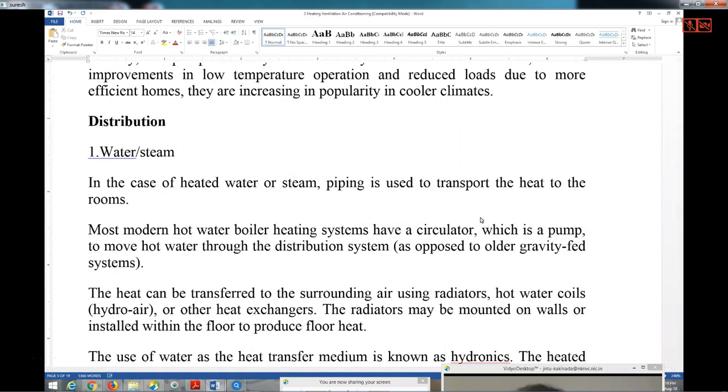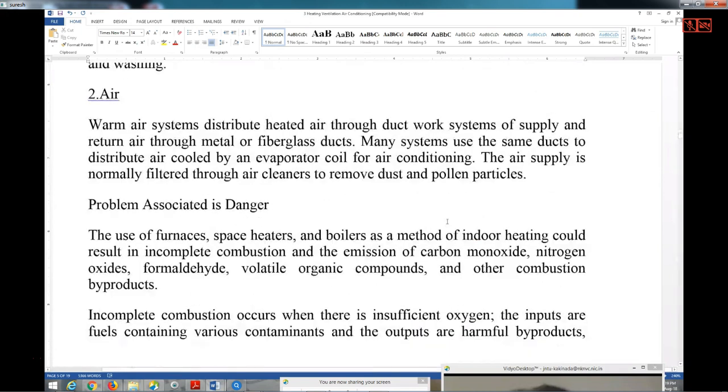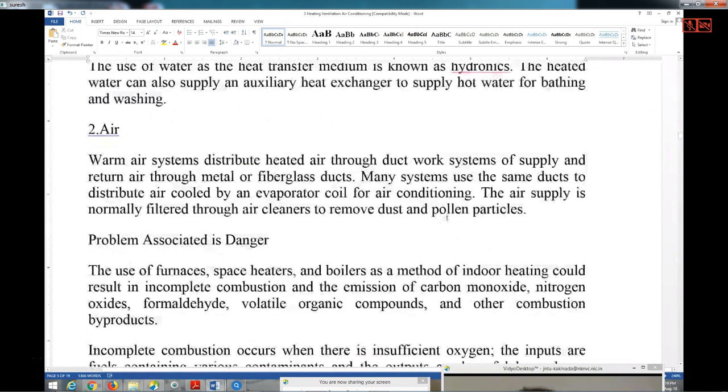Then through air. So the heat which is generated and transmitted to a certain location, then we blow some air on the hot surface of the hot body. Then the heat is transmitted from this hot surface to the environment. So that is the transfer of heat.